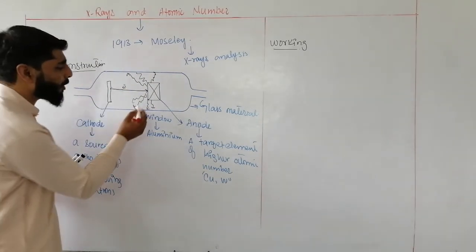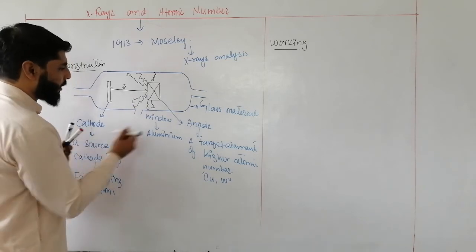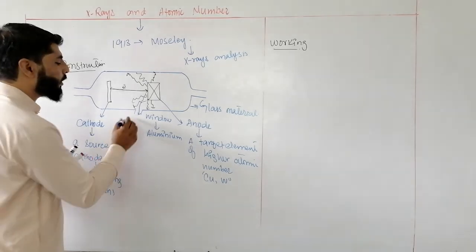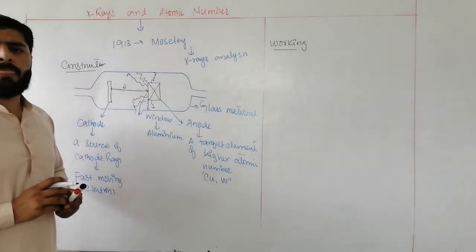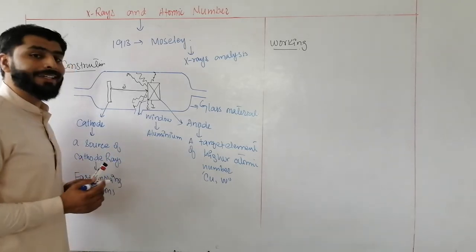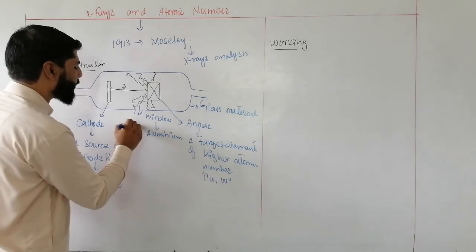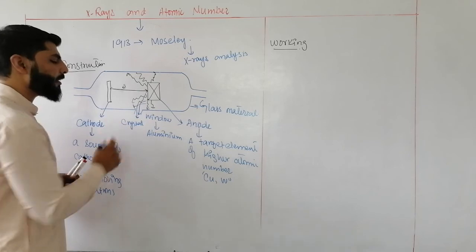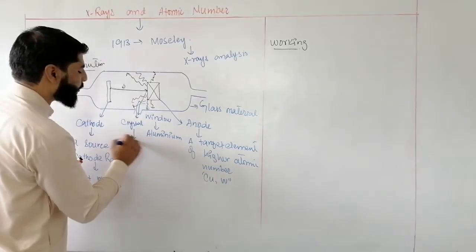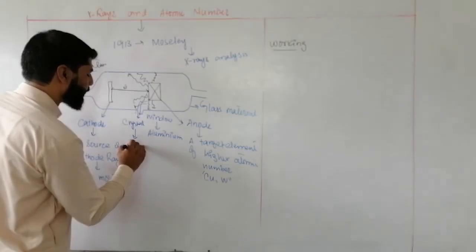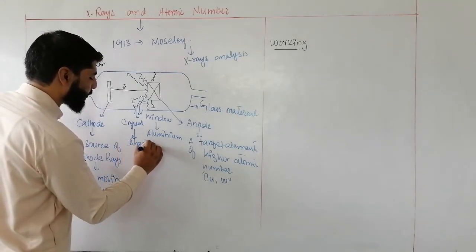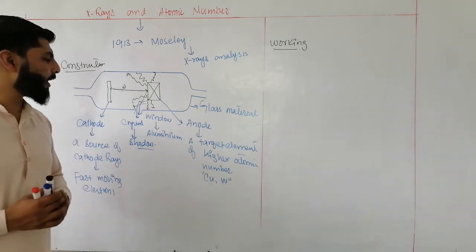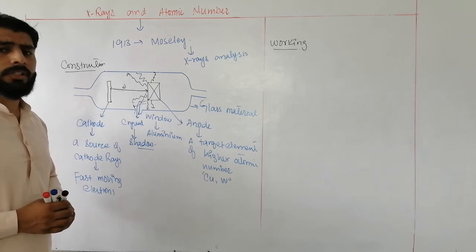He focused some of the radiations out of the window made up of aluminium, and he placed a crystal in the path of these radiations. He observed a shadow of the object as well as the emission of radiations.